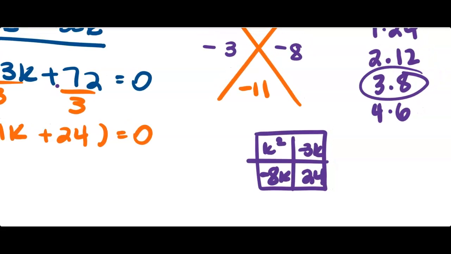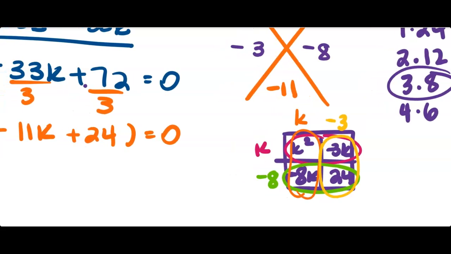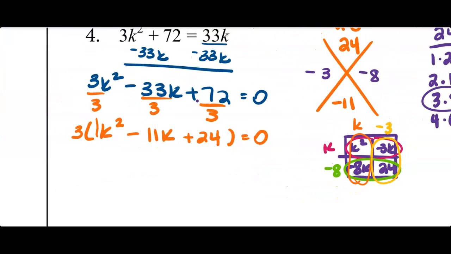Finding our GCFs. The GCF of k squared and negative 3k is k. The GCF of negative 8k and 24 is negative 8. GCF of k squared and negative 8k is just k. And the GCF of negative 3k and 24 is negative 3. So then we can write it right over here. We're going to have 3 times k minus 8 times k minus 3 equals 0.